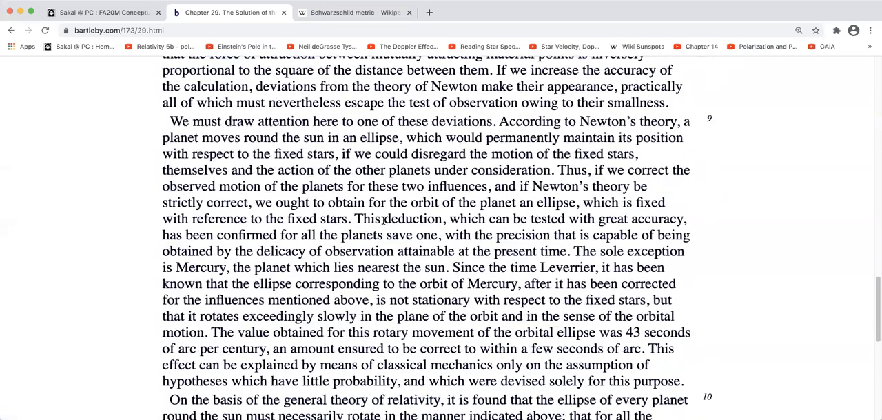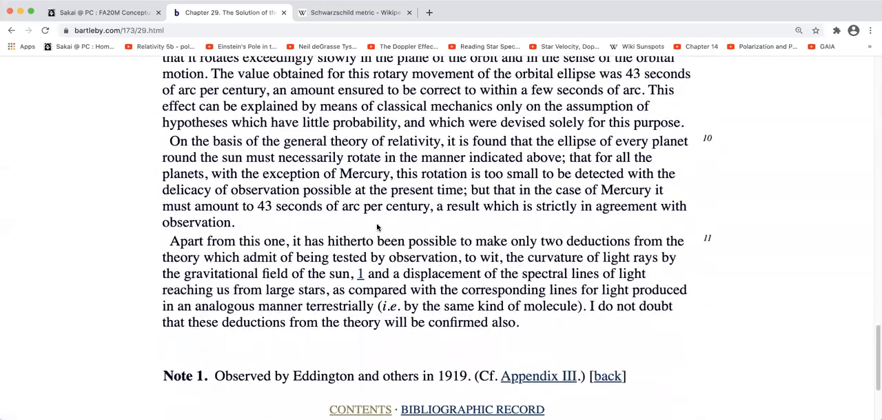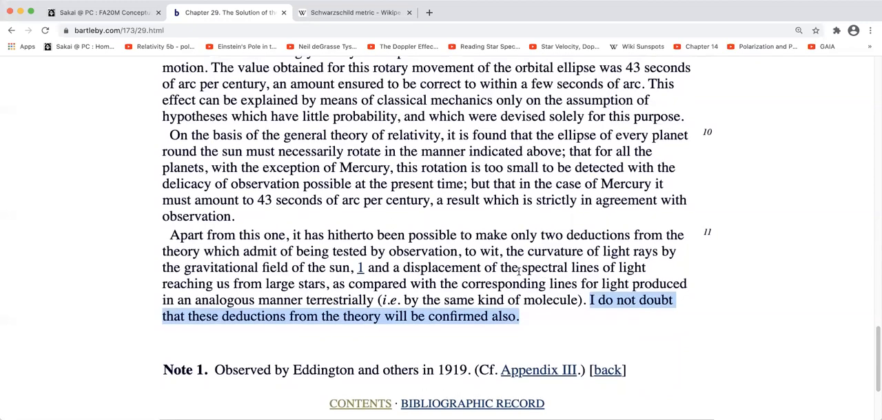And at the end of this section, so you can tell this is an old edition because he says, I do not doubt that these deductions from the theory will be confirmed also. I don't know if you're looking along with your actual text that was assigned for the course, but you'll see that in our text, it actually reads, these two deductions from the theory have both been confirmed. And those two consequences that he's talking about are the curvature of light rays by the gravitational field of the sun, that is starlight deflection, and the displacement of spectral lines.